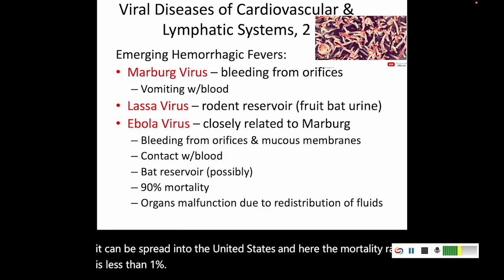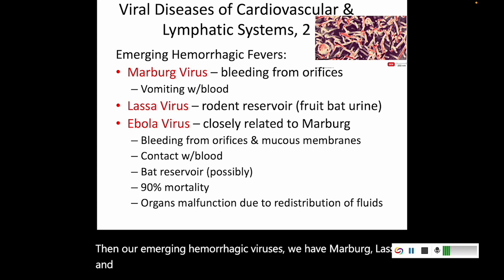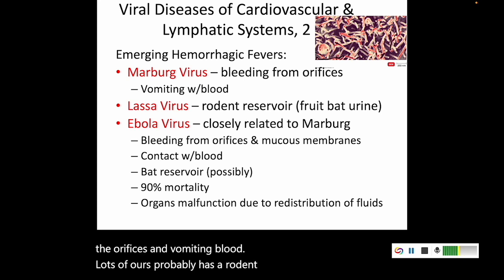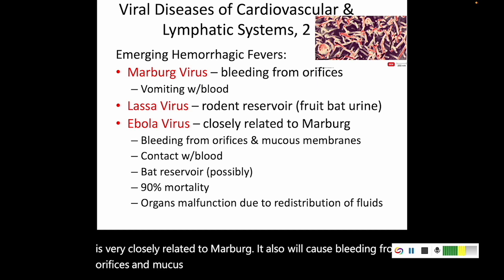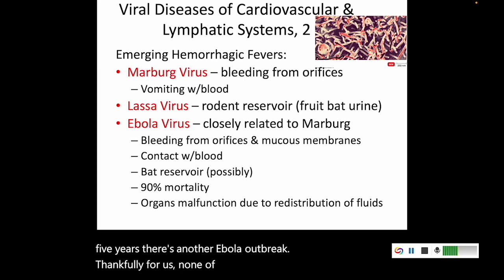Then our emerging hemorrhagic viruses. We have Marburg, Lassa, and Ebola. So Marburg is a disease that will cause bleeding from the orifices and vomiting blood. Lassa virus probably has a rodent reservoir. And then Ebola virus is very closely related to Marburg. It also will cause bleeding from orifices and mucous membranes. It seems like every 4 or 5 years there's another Ebola outbreak. Thankfully for us, none of those have traveled to the United States.